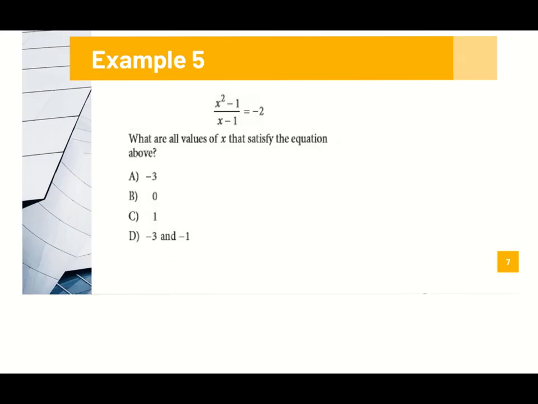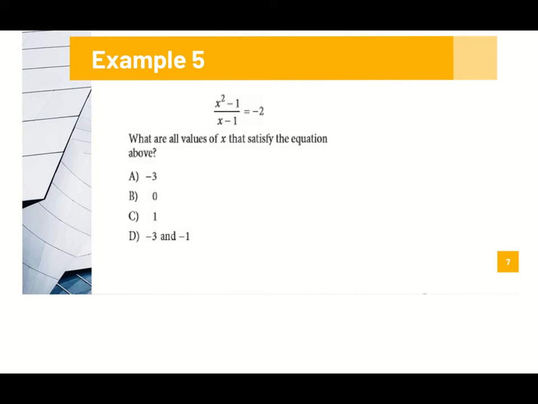And our last example, looking at a little SAT practice here while solving rationals. So it says, given this equation here, what are all values of x that satisfy the equation above? And you got some answer choices. Well, let's just solve first and then go back and check those answers and see which one works.